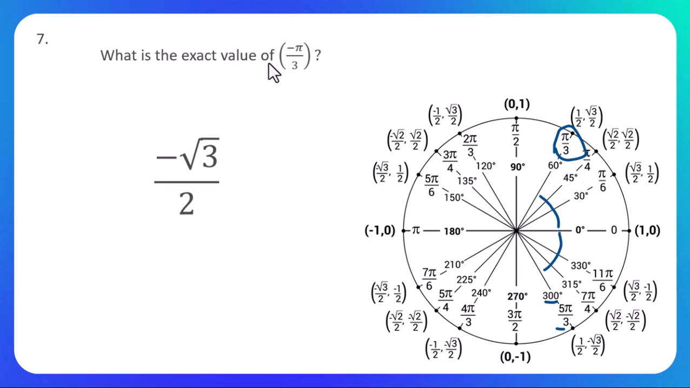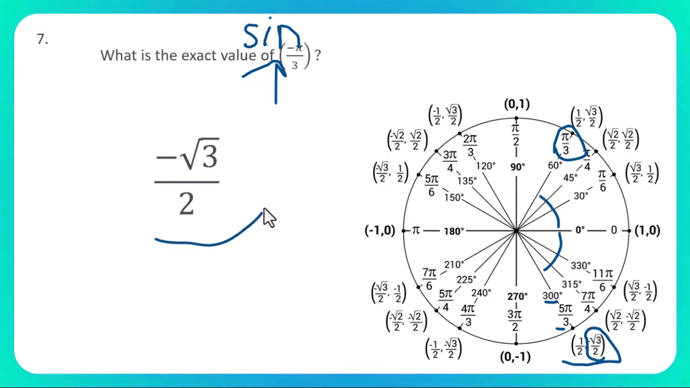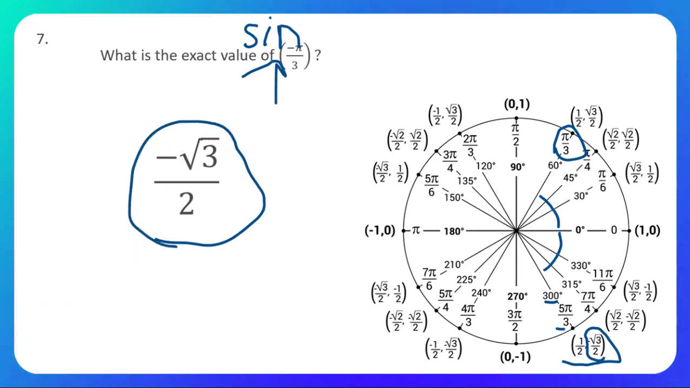Okay, now we want the, let me see, it doesn't have this written down here on this slide, but on the review, we're asking for the sine of negative pi over 3. So if we're looking for sine, we're looking for the y value on the unit circle. So the sine of negative pi over 3 is down here, is going to be the y value, negative square root of 3 over 2.